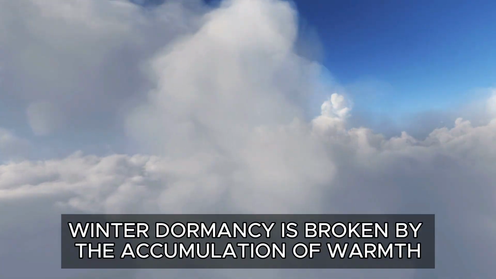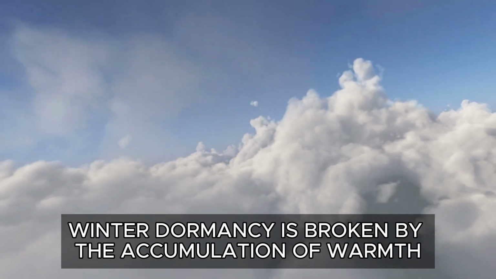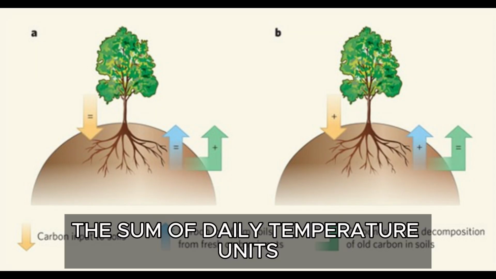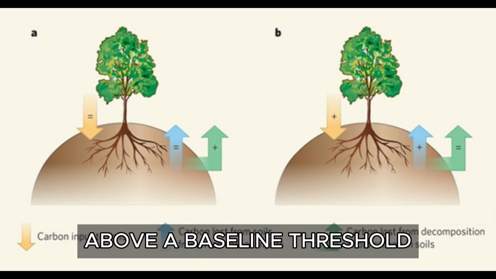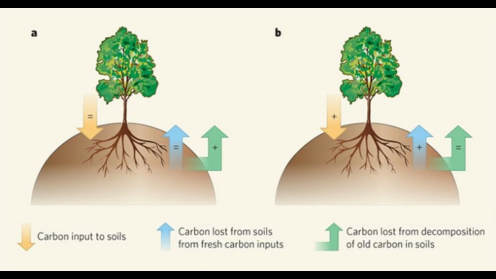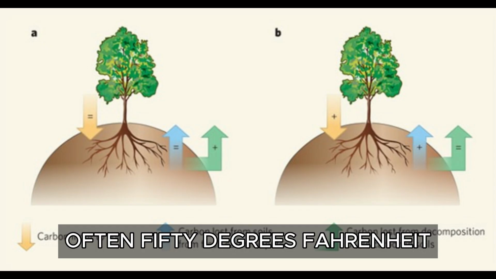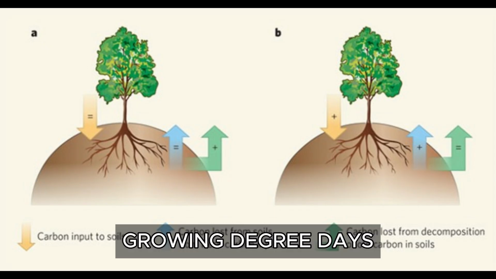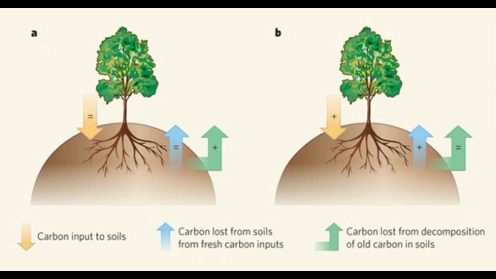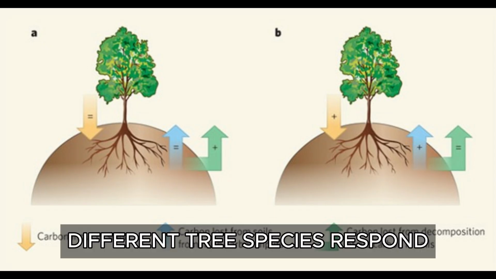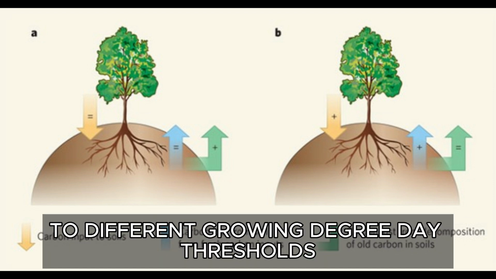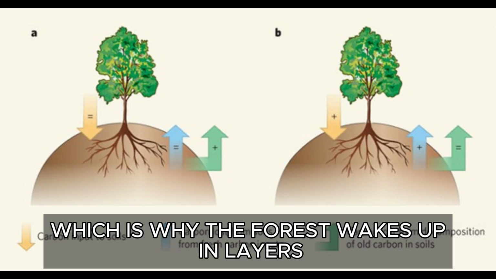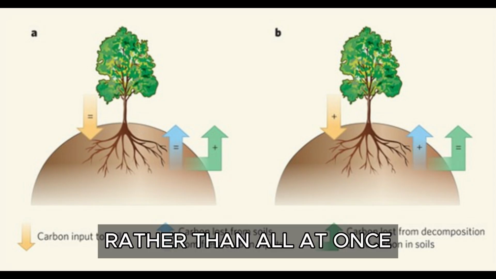In the Ozarks, winter dormancy is broken by the accumulation of warmth, specifically the sum of daily temperature units above a baseline threshold, often 50 degrees Fahrenheit. Foresters and ecologists call this accumulation growing degree days. Different tree species respond to different growing degree day thresholds, which is why the forest wakes up in layers rather than all at once.